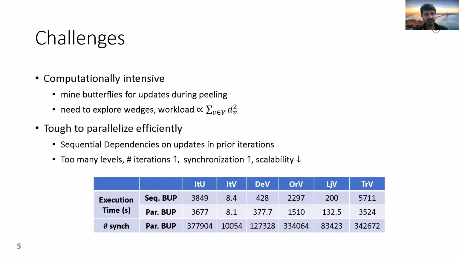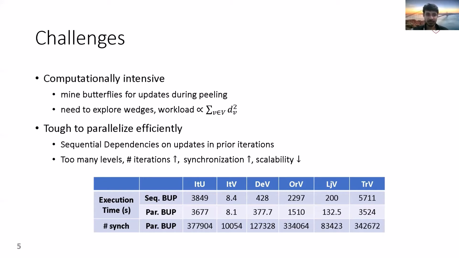Now, the problem with this approach is that, first of all, it's computationally very intensive because when you have to update the butterfly counts of other vertices, you have to mine butterflies incident on the peeled vertices. And this requires traversing wedges in the graph, which is quadratic in the vertex degrees.